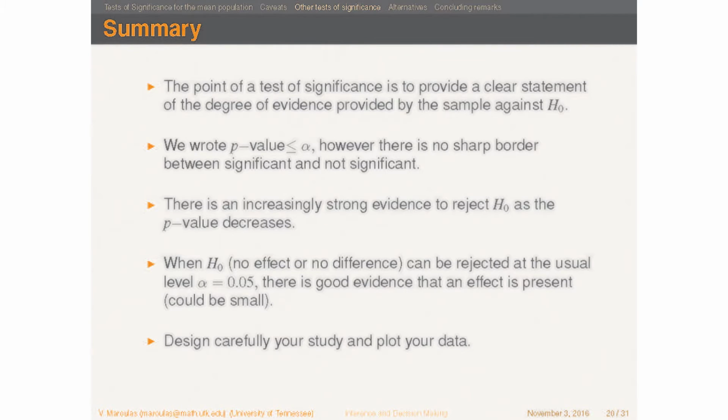Summarizing now, the point of a test of significance is to provide a clear statement of the degree of evidence provided by the sample against the null hypothesis. So we wrote that the p-value is smaller than alpha. However, there is no sharp borderline between what's significant and what's not. There is increasingly strong evidence to reject the null hypothesis as the p-value decreases, and that's the correct statement here. When the null hypothesis, which means no effect or no difference, can be rejected at the usual typical level 0.05, that means there is good evidence that an effect is present, and that effect actually could be small. You don't know that.